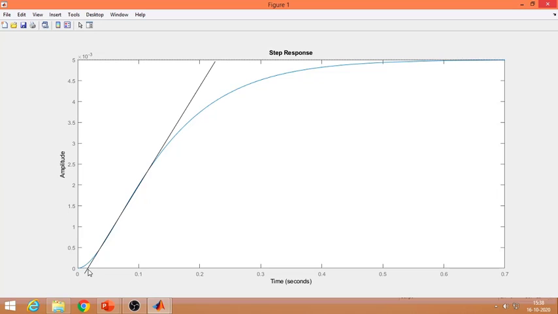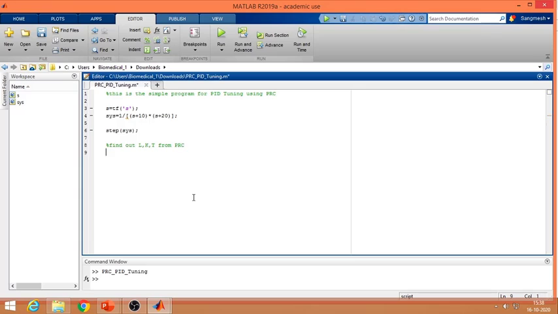Let's have this point here. What is the coordinate of this point? It is 0.0173. Okay, so this tangent intersects the time axis at about 0.01. So our lag in the system is 0.01. Perfect. Now what is the K value that we have seen? That is 5 into 10 raised to power minus 3, which is 0.005.